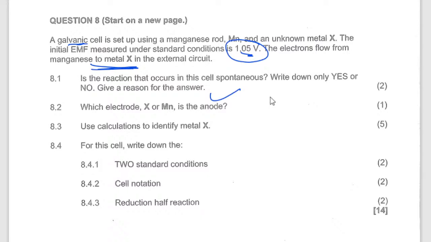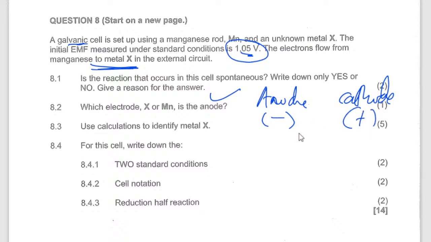Don't forget that in a galvanic cell, you have anode and then cathode. Anode is negative in a galvanic cell. In an electrolytic cell, the anode is positive, and then the cathode is negative. But oxidation and reduction are the same in both electrolytic and galvanic cells.